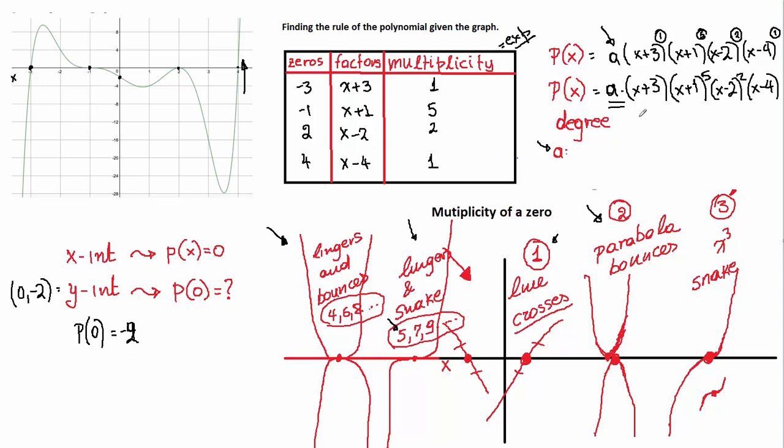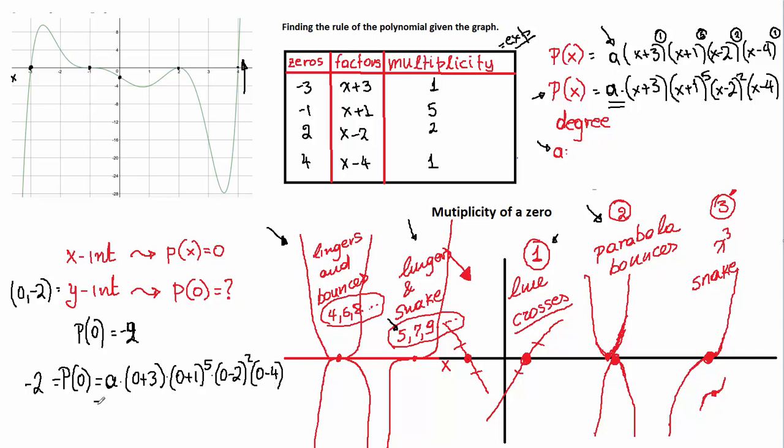So I find the p at 0 that is equal to -2. I see that from my graph. Now, I already have the formula for p of x. The only thing that I'm missing is a. So this means that the p of 0, that is from the one side equal to -2, is also equal to a times x plus 3, but the x is 0, so it's 0 plus 3, times 0 plus 1 to the 5th, times x minus 2, where x is equal to 0, 0 minus 2 to the 2nd, times 0 minus 4.